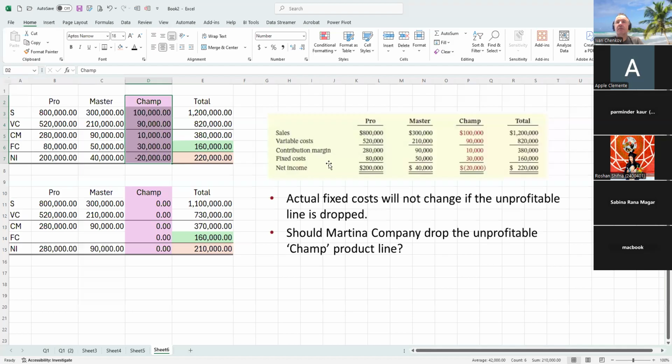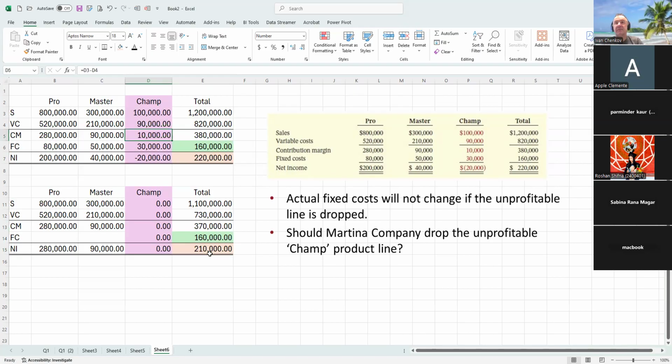I should not allocate the fixed cost to the Champ because again, I shouldn't be allocating cost which cannot be avoided. If those 30,000 can be avoided, then yes, they should be allocated for the Champ. But if they cannot be avoided, then it doesn't make sense. Because now it looks like if I eliminate the Champ, I'm going to make money. But if I eliminate the Champ, I'm actually not saving anything on those 160. So I'm actually going to lose those $10,000 contribution margin that's coming from the Champ. Make sense?